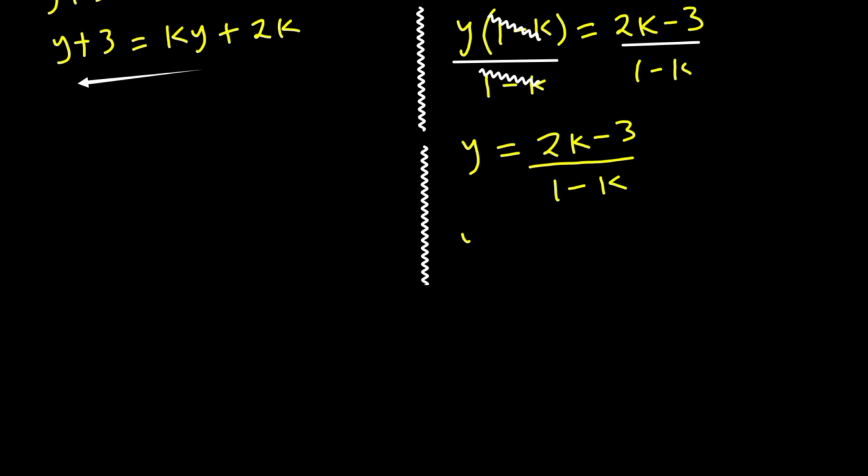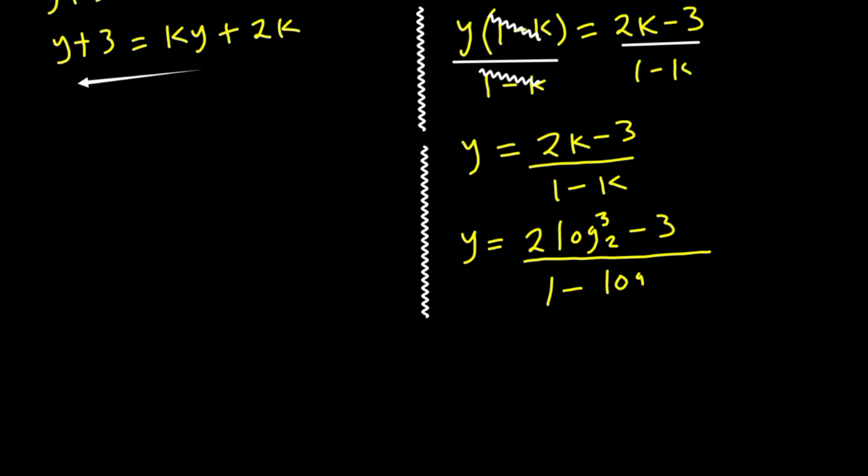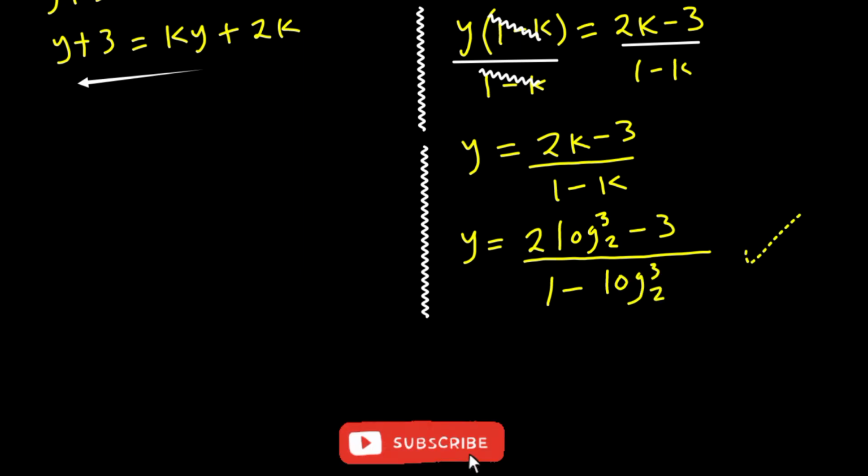And don't forget our substitution. We know that k equals log 3 base 2, so y equals 2 log 3 base 2 minus 3 all over 1 minus log 3 base 2. Now this can be our final answer, but if you want a more approximate answer, you can say y is approximately equal, then input this into your calculator, minus 0.29049. Correct.